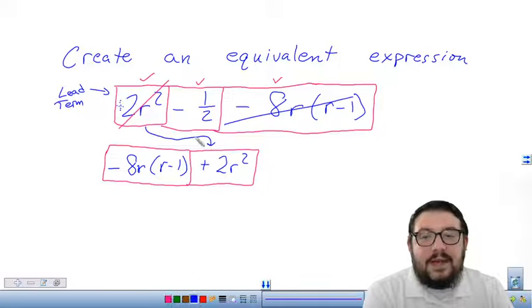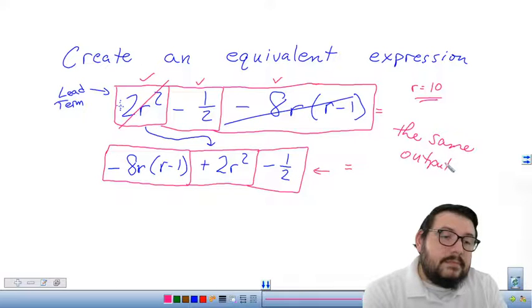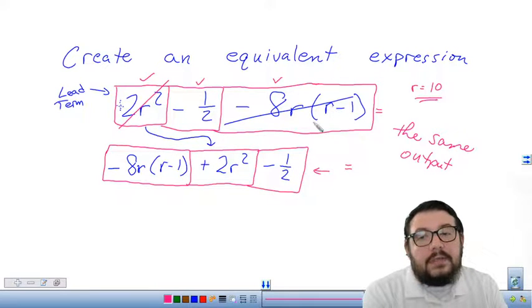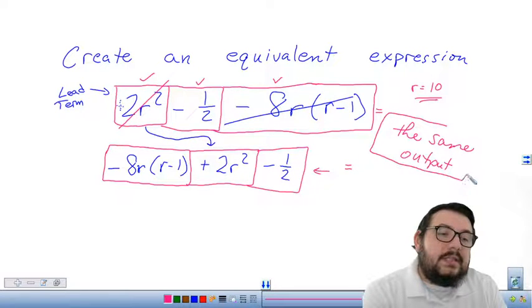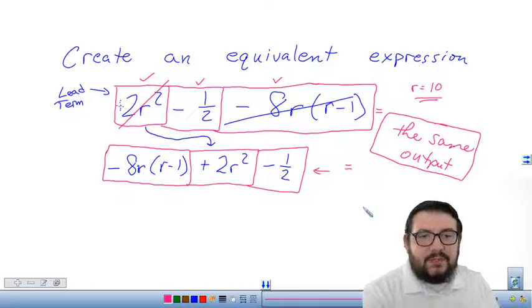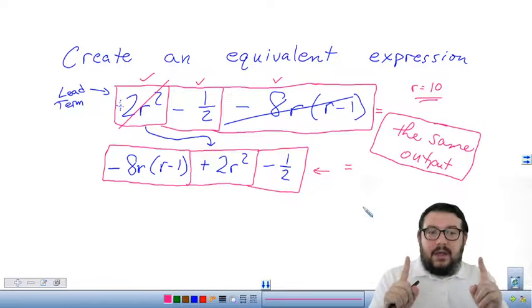I'm not done yet. I still have one more term to go. Minus 1/2. Minus 1/2. I'll bet you thought I was going to say you had to do something special because it's a fraction. Nope. This expression is exactly equivalent to this expression. So if I input a 10 for these r's and I input a 10 for these r's, because they're equivalent, I would get the same output. And that's very powerful in algebra. We like that. Okay, so we're allowed to move terms around as long as we don't mess up the signs.